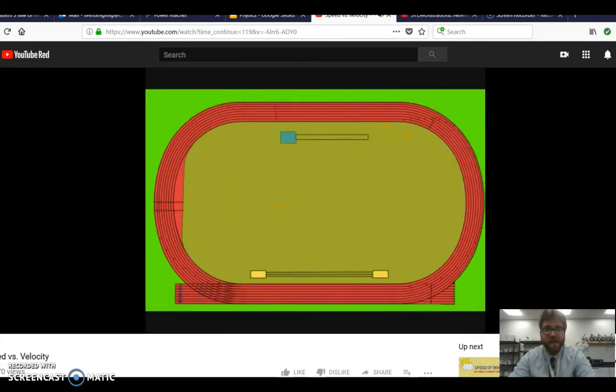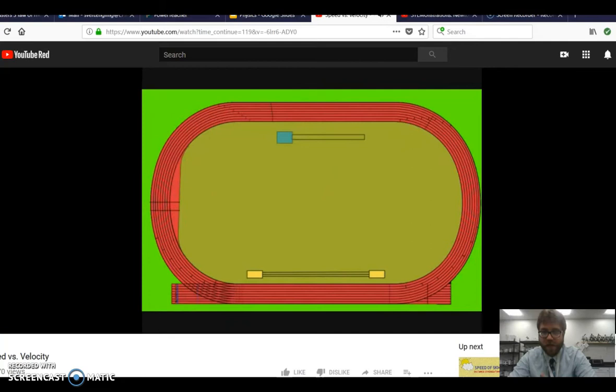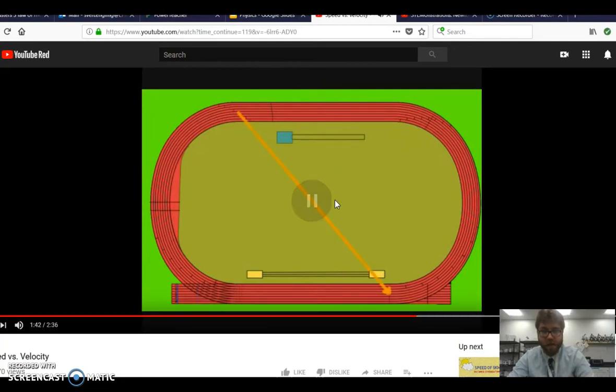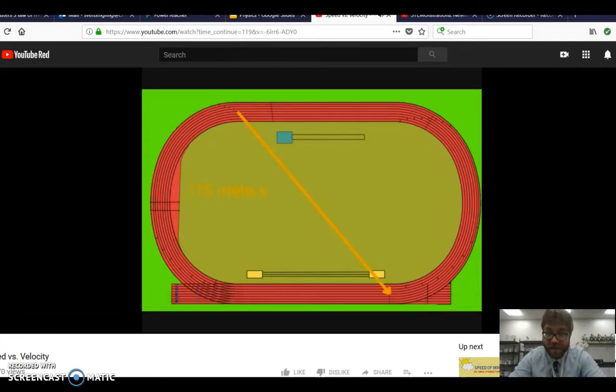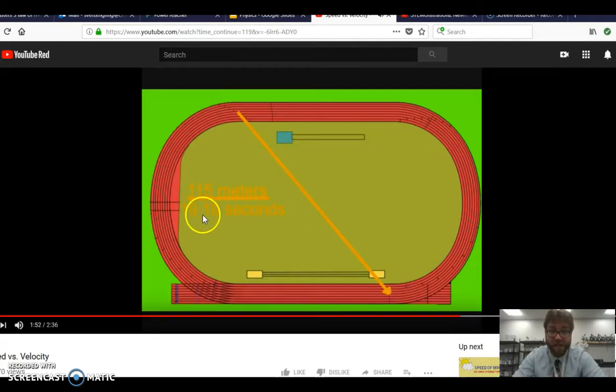His displacement is going to be a little different, though. Because remember, displacement cares only about where you start and where you stop. So here's our starting point, and here's our ending point. So the distance is going to be different from displacement. In this case, displacement is 115 meters. Time's still the same. Time doesn't change. Time is still 19.19 seconds.